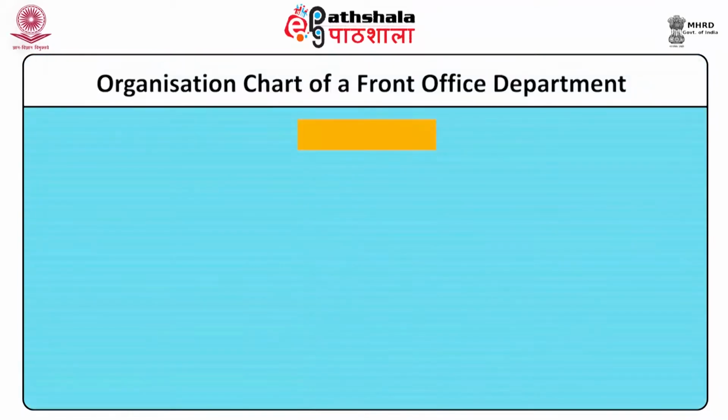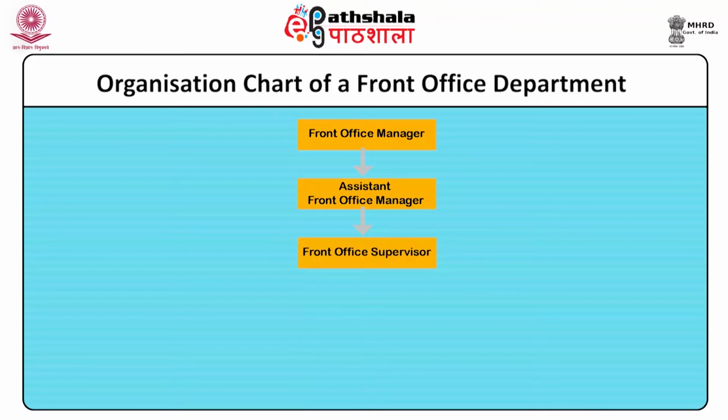The department is headed by the front office manager, who is at the top of the hierarchy and has with him the entire authority over other staff in the department. Down below him are the middle level employees, namely the assistant front office manager and the front office supervisor. They act as a source of workforce between the top and the low level employees. They delegate the work to the next level of employees down the hierarchy.